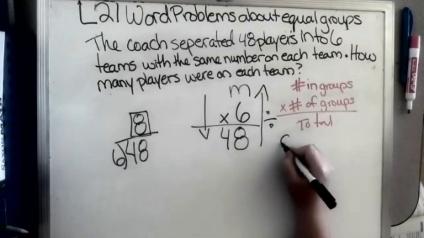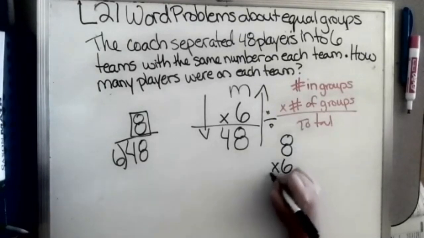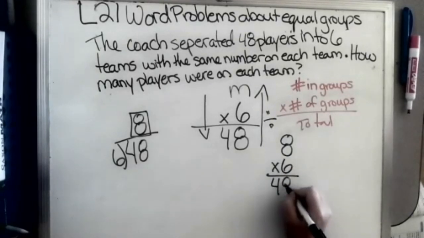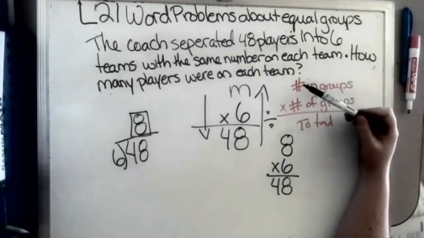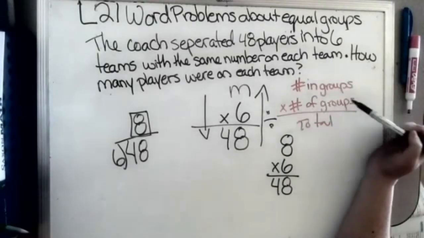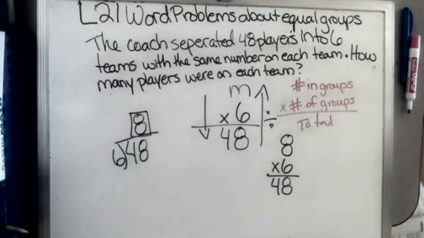Now, if you were on a test, please check. 8 times 6 should equal 48. If it doesn't, then you need to go back and check your work. But that is the general premise of it. All you need to remember is which places for what. Okay, there's number in groups, number of groups, and the total. And you need to make sure you place your numbers correctly for the equal groups word problem to know if you are multiplying or dividing. That is lesson 21, Saxon 5, word problems about equal groups.